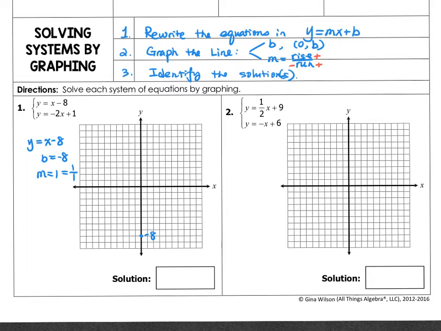Then I go from that y-intercept. I rise by 1, and I run by +1 to the right. So now I have 2 points, and therefore I have the line right here. It goes on and on forever. That's the first line. Now I will use a different color.